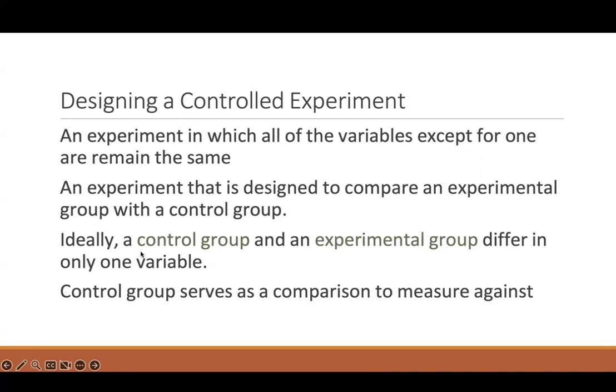And so ideally, a control group and an experimental group differ in only the presence in your experimental group or absence in the control group of your independent variable, so that your control group can serve as a comparison that you can measure the effect of the independent variable in your experimental group against.